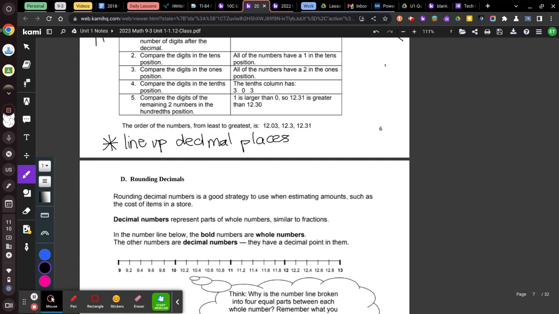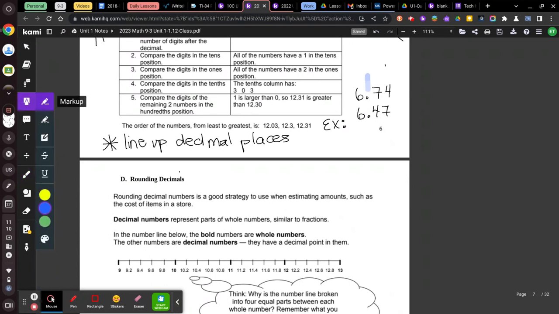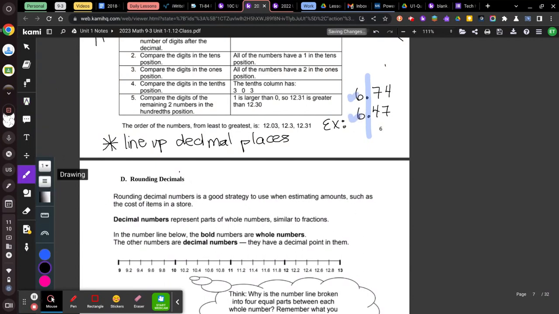So if I wanted to check, for example, the numbers 6.47 and 6.74, and I want to know who's bigger, you line them up with their decimal points. So I've lined them up. Here's the decimal. I look at each number starting on the far left. The 6s are the same, so I need to look at the very next number, the 7 and the 4.